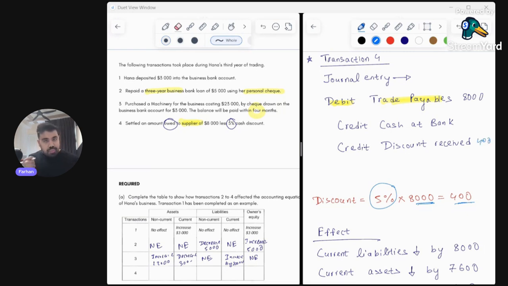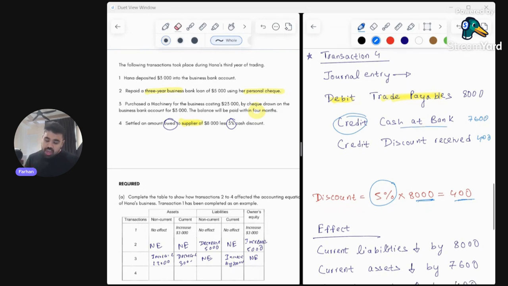and the balance which we will actually pay off using our funds available in the bank account is 7,600 after the 400 discount is deducted. And when we use our funds available in the bank account to pay this amount, bank account being an asset account goes down in value, and when assets go down in value, we credit them. So that is why we're crediting cash at bank by 7,600. Okay? Now the effect on the accounting equation.